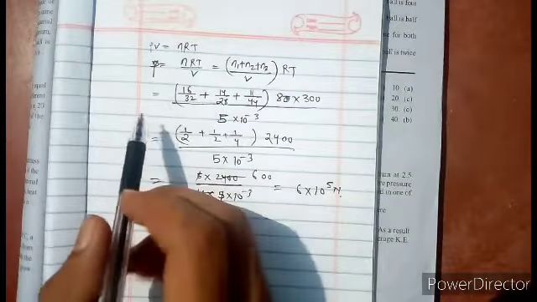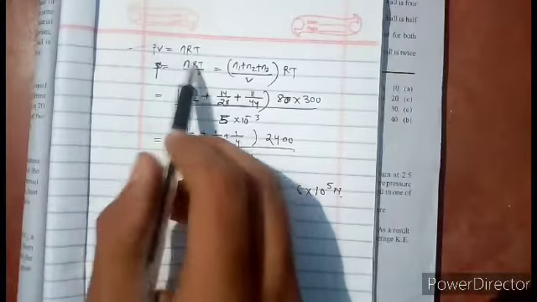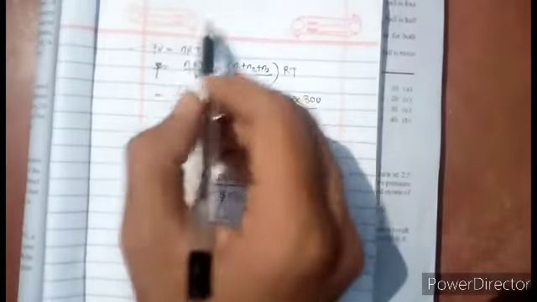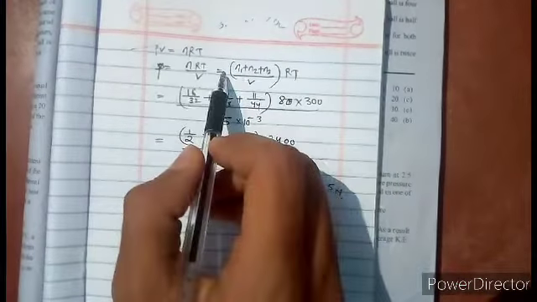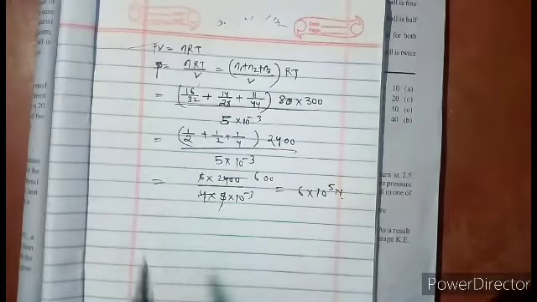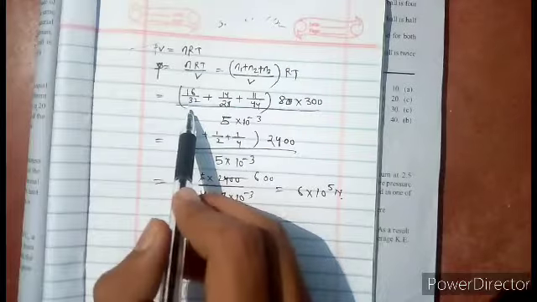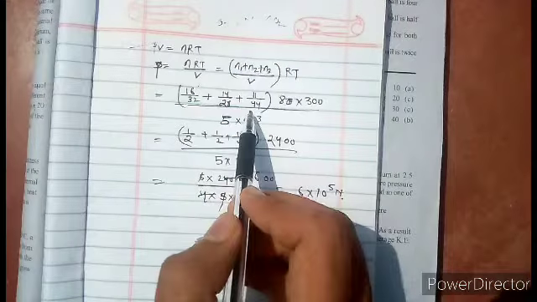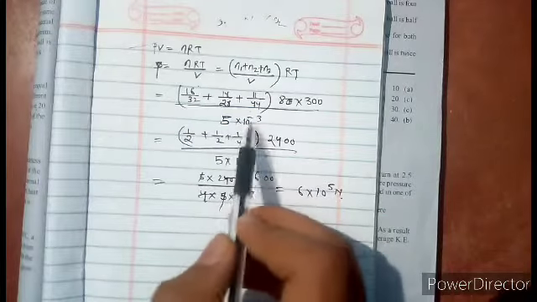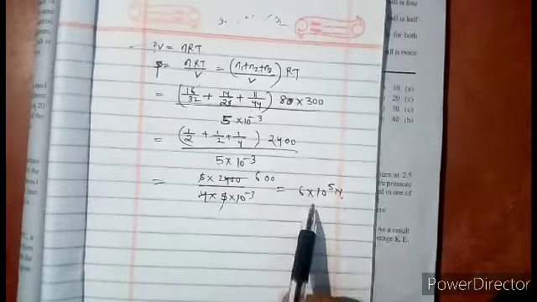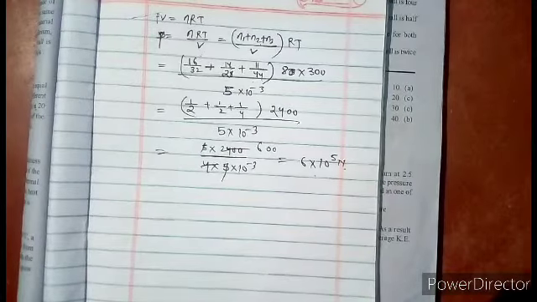Here the solution: we know the ideal gas equation, P is equal to nRT upon V. There are three gases, oxygen, nitrogen and CO2. So nRT by V, that is (N1 plus N2 plus N3), the individual number of moles of the gases, by volume into RT, that is (16 by 32 plus 14 by 28 plus 11 by 44) into 8 into 300 by 5 into 10 to the power minus 3, that is equal to the answer. This is a normal easy question. Then come to the second question.